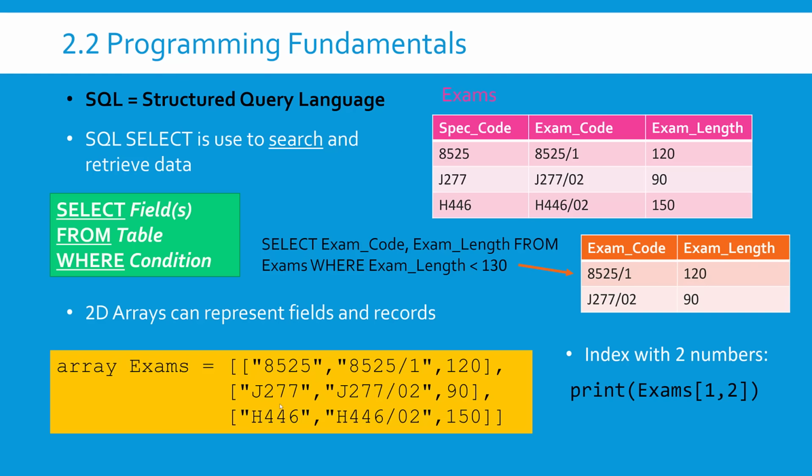And we've got 0, 1, and 2. So 90 would get shown when I index it like this.